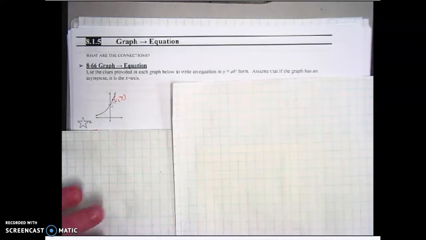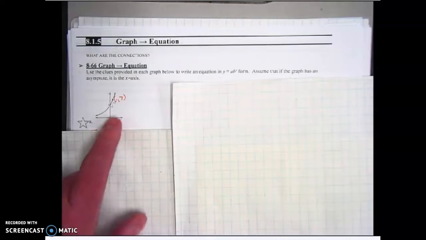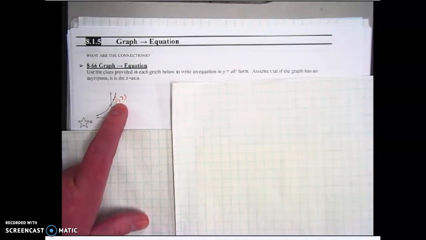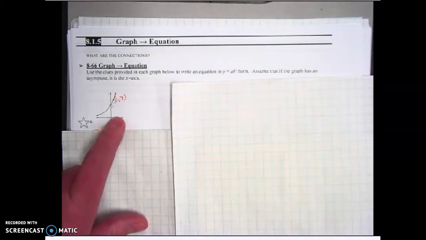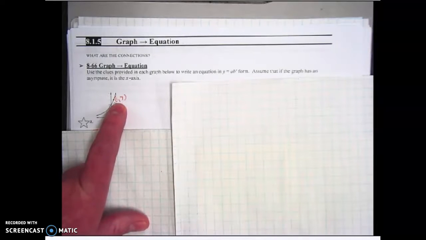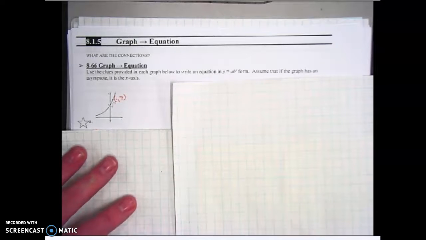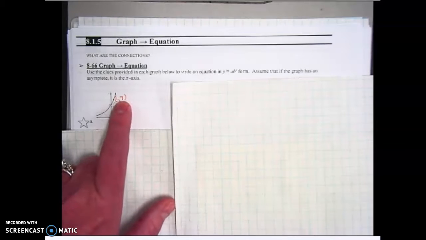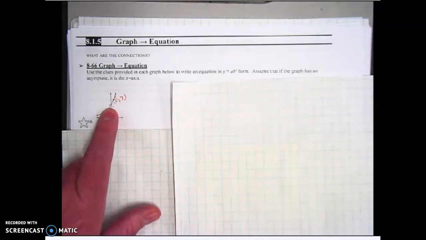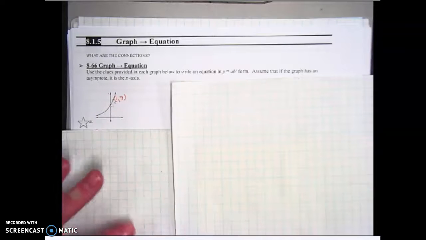The other information we need is what's going to go in for the b. That point right there, I need to know where it's at. Okay, so I just counted over 1 to the right and up 7. So that point is at 1, 7. Okay, I need that information to calculate my b. So I'm going to use that 7 and that 5 to get my rate of increase.